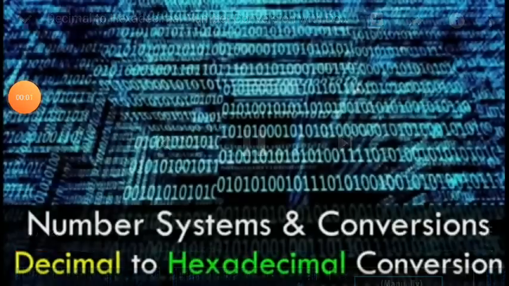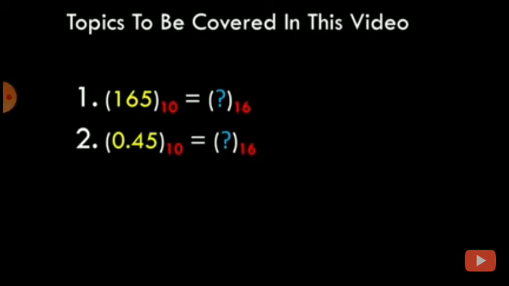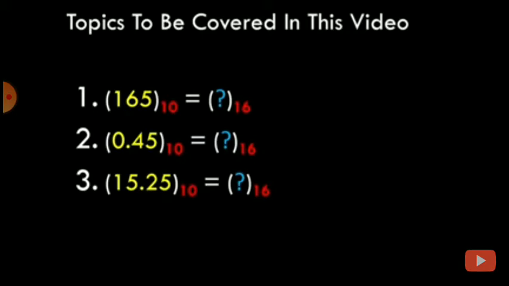So let's get started with this tutorial. In this video, we'll be solving three different problems wherein we have three decimal numbers which need to be converted to hexadecimal numbers. Now the first question is a plain integer value decimal number, the second one is a fractional number, and the third one is a combination of both.